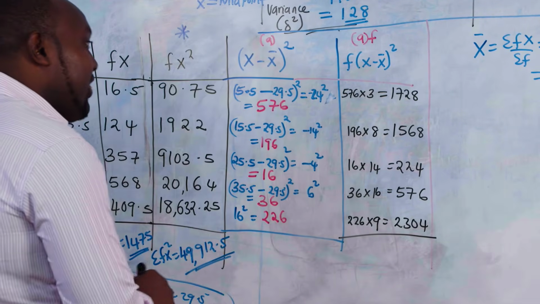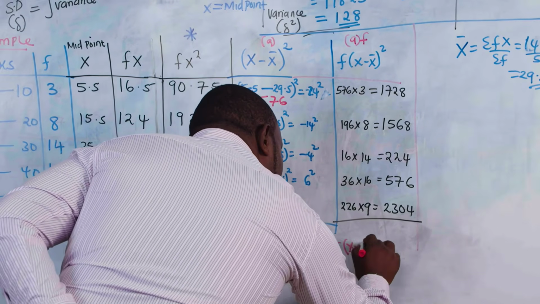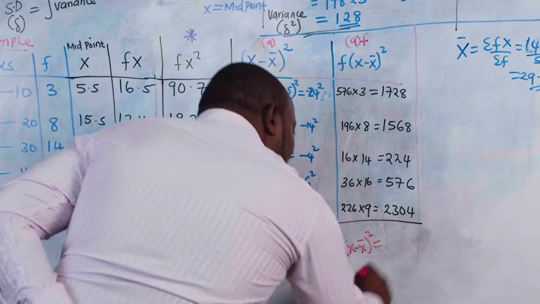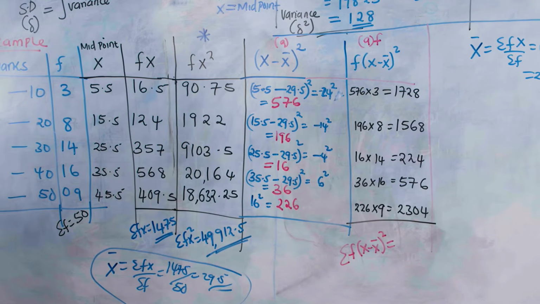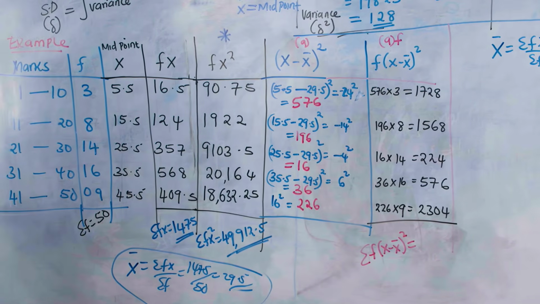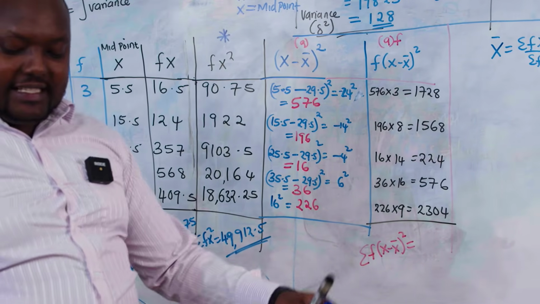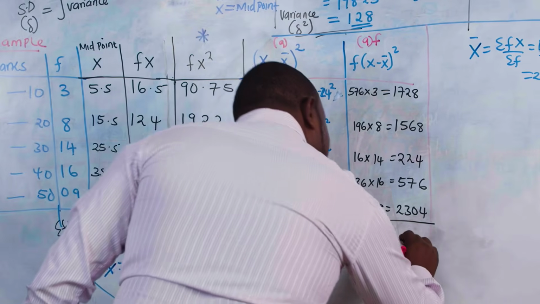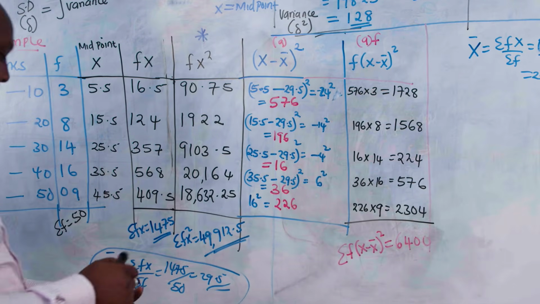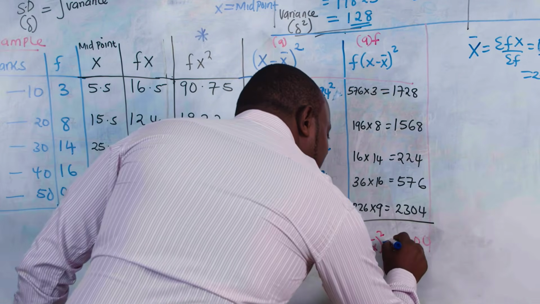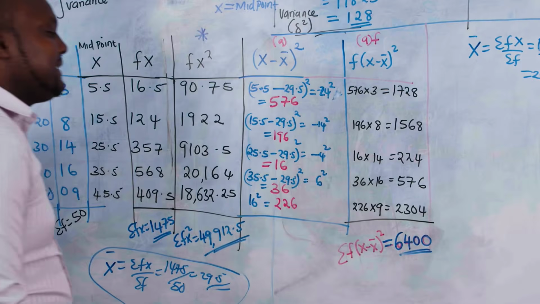So we are going to get now the total of this one, the total of f times x minus x bar squared. So what will be the total? I hope those values are very clear to everyone. We are going to use 1728 plus, I hope the values are okay, you can cross-check. But when you get the summation here, we are going to get 6,400. So that will be the summation, 6,400. So that is it, that is the value.